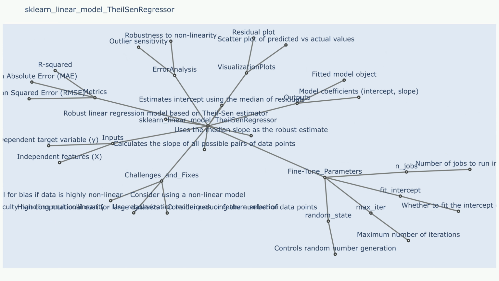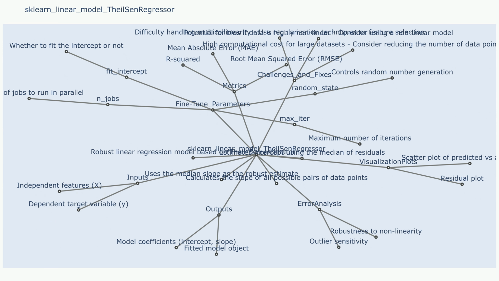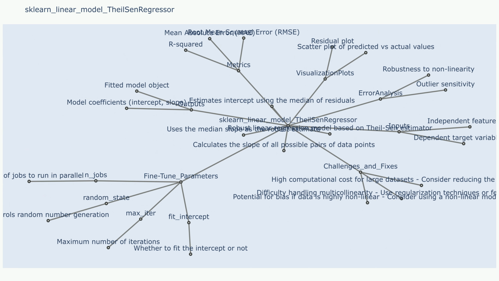Steps: the algorithm computes the slope of the line passing through every pair of data points. The median of these slopes is selected as the robust estimate of the slope of the linear relationship. The intercept is calculated using the estimated slope and the median of the dependent variable.